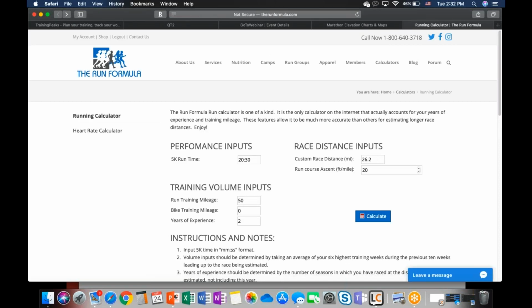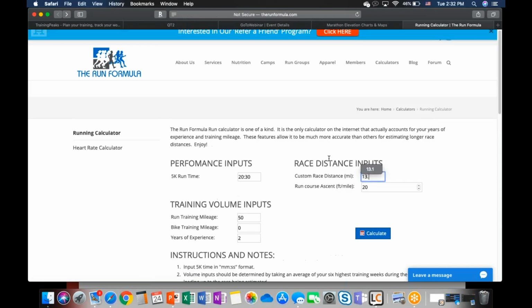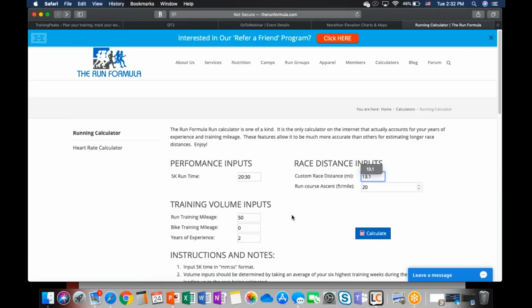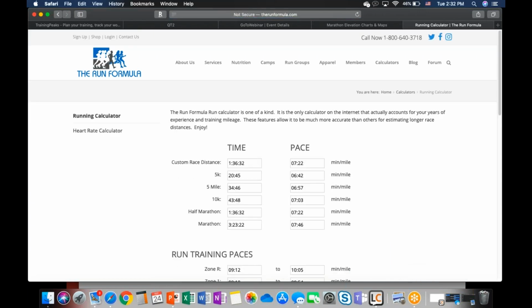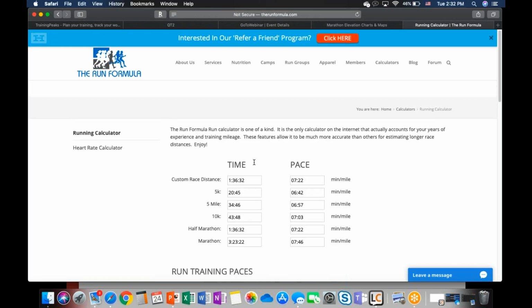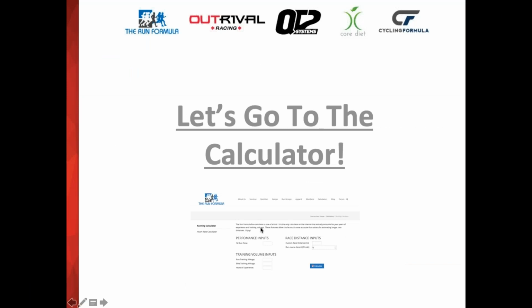And obviously you can do this for any distance. You could do it for a half marathon, or a 5K. It will be good for any distance. Just make sure you put in as accurate inputs as possible, and that will give you the most accurate output. So there's the 1:36 half that it thinks I can run. So that essentially is the calculator.